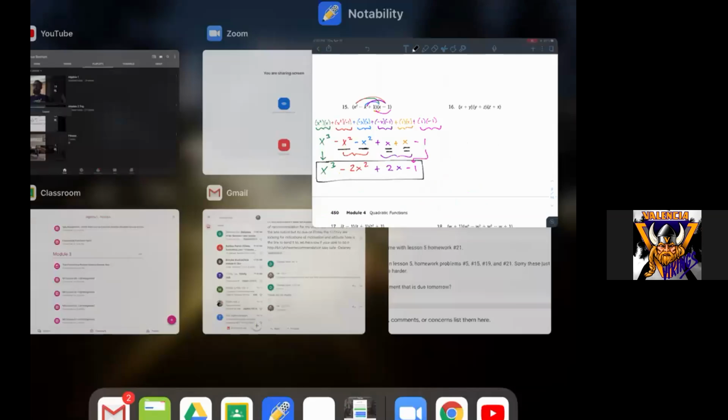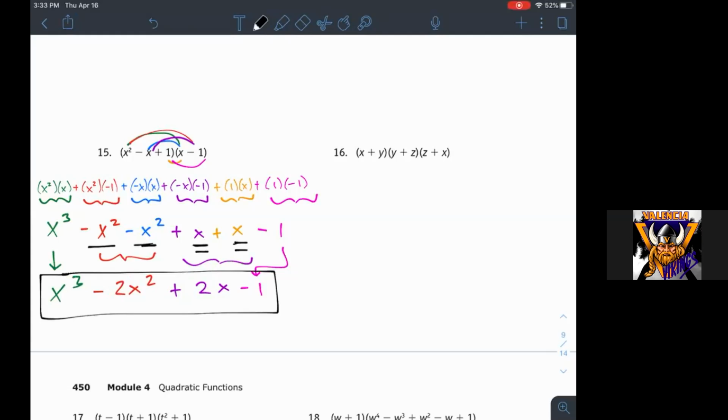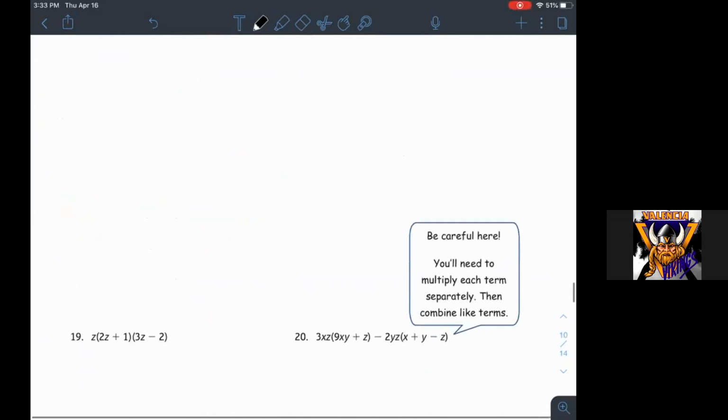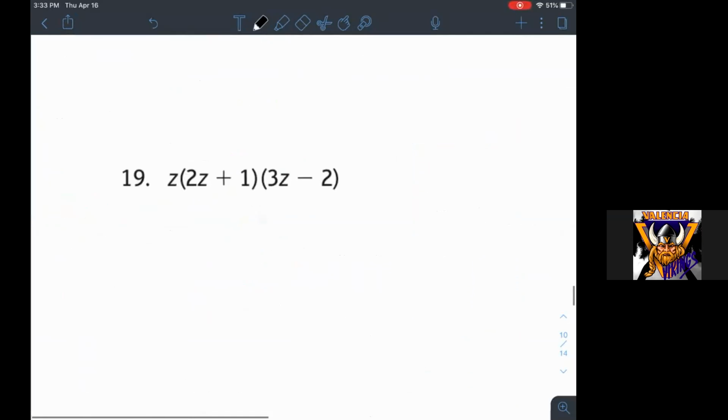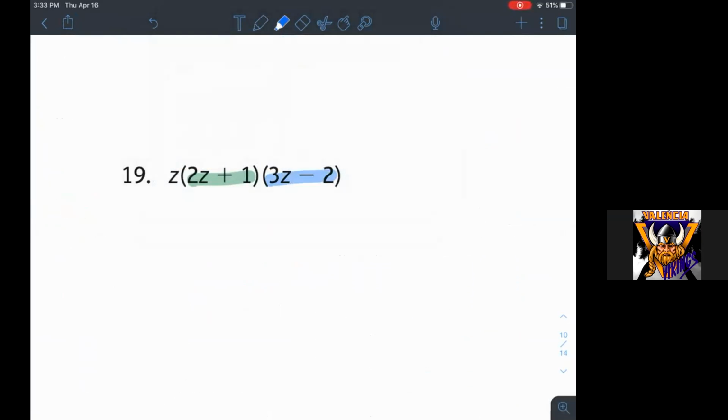All right, I believe the last two that we wanted to do were 19 and 21. So there's number 15. Pause that if you want to get that work done, but otherwise I'm moving on down to number 19. All right, number 19 is a difficult one because now we have two binomials, 2z plus 1, a 2-term parenthesis, and another binomial, 3z minus 2, all of that being times a single term expression z.